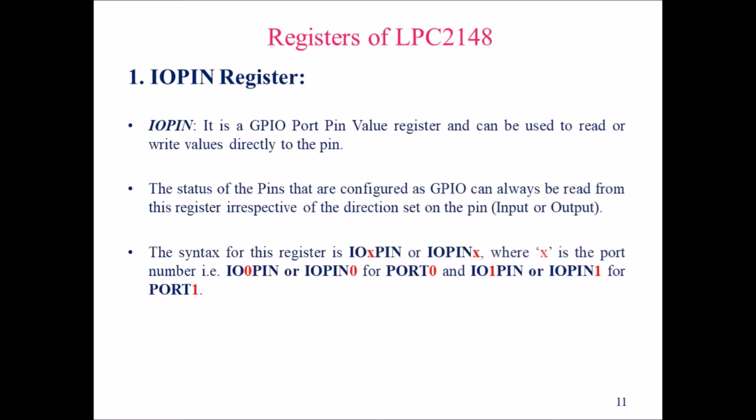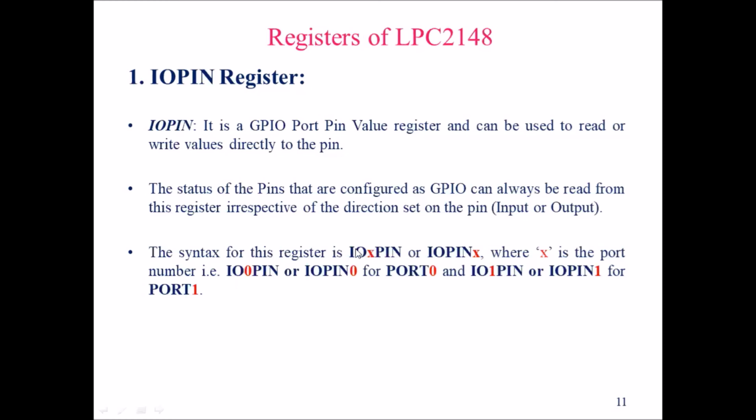As I told, this is usually used to read the status of the pins that are configured as general purpose input output. It can always be read from this register irrespective of the direction set on the pin, whether it is in input or output direction. So basically IOPIN is used to read the status of the pin. The syntax for this register is IOXPIN. Here you can see X is represented in red color, just to highlight the thing.